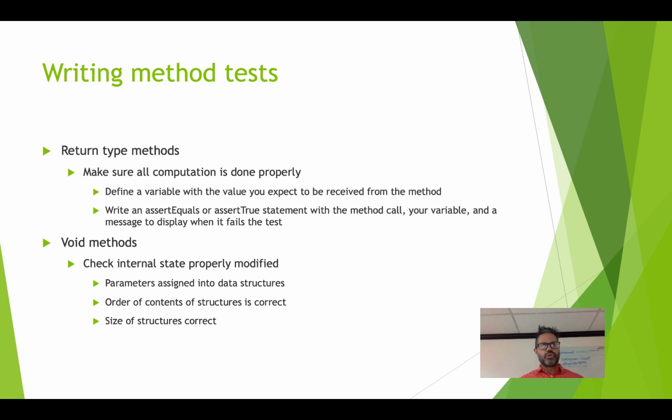One of the biggest things when writing a good void method test is making sure that the parameters have been assigned to data structures and that the order of those structures is either correct or the size is correct, because that's where we're looking. So when we're using a void method, we want to check for that internal state and look inside that.